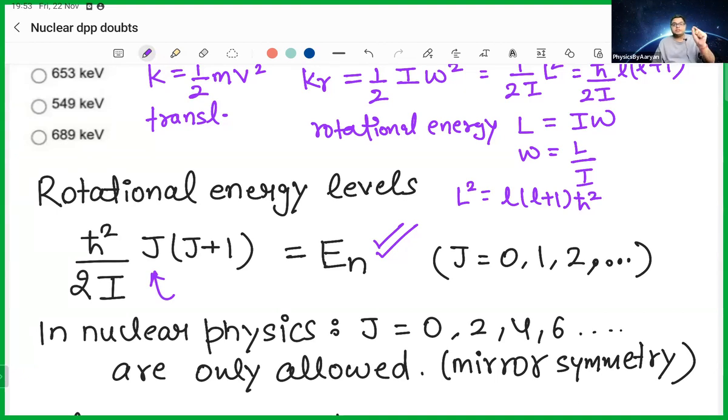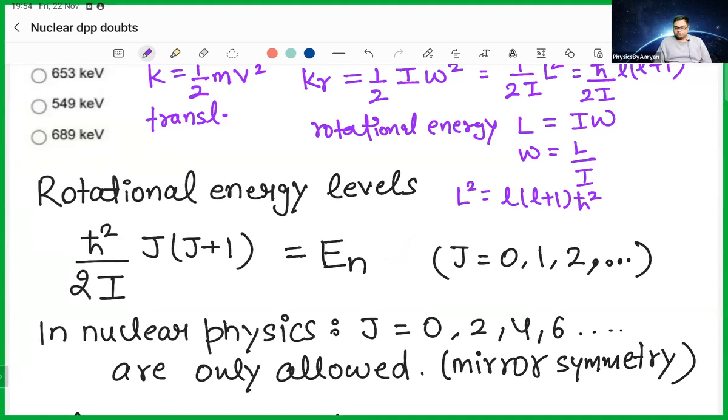You have calculated J using the shell model, right? So you can convert your L into J in nuclear physics, not in atomic. In atomic physics, J is the total angular momentum, so J has a different meaning there. In nuclear physics, you can convert your L into J without any problem. So this is going to be my rotational energy.